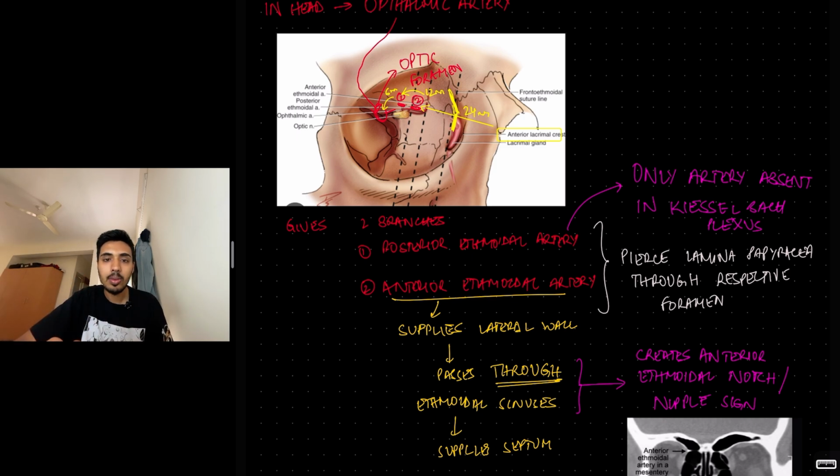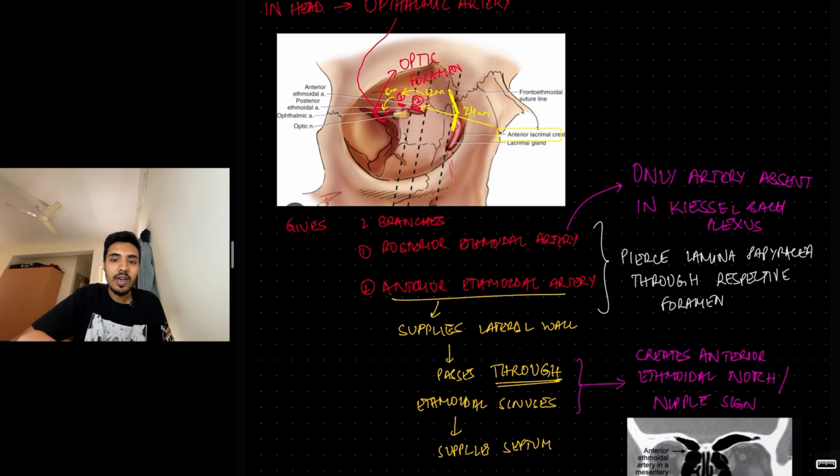See, this medial wall of the orbit is known as lamina papyracea, no? So the anterior ethmoidal artery pierces the anterior ethmoidal foramen, posterior ethmoidal artery pierces the posterior ethmoidal foramen, and then it enters into the lateral wall of the nose.